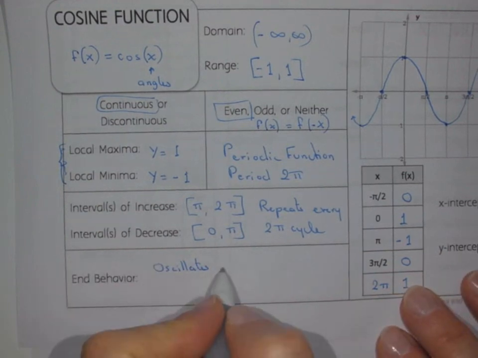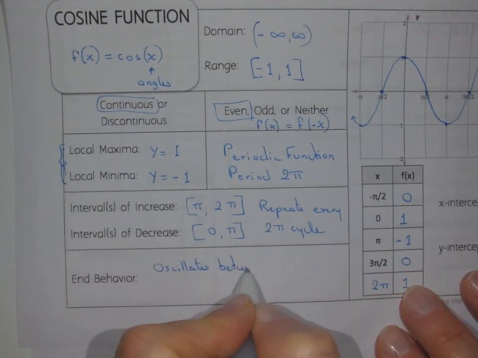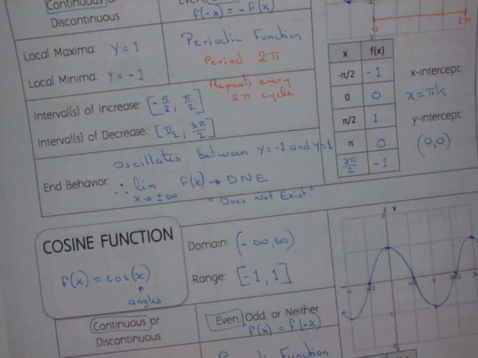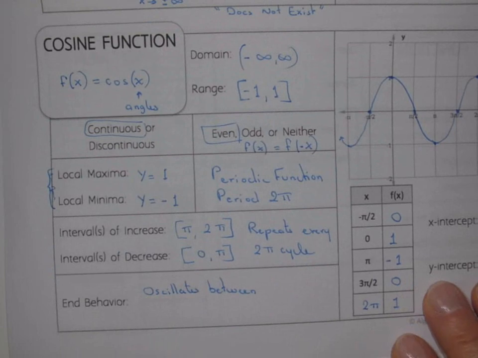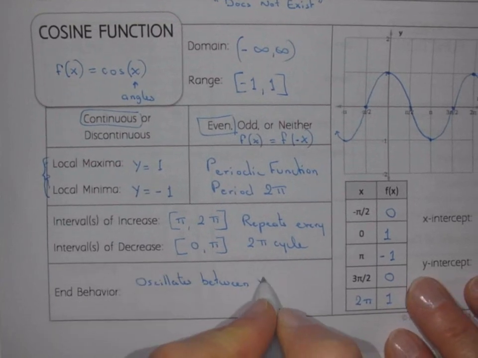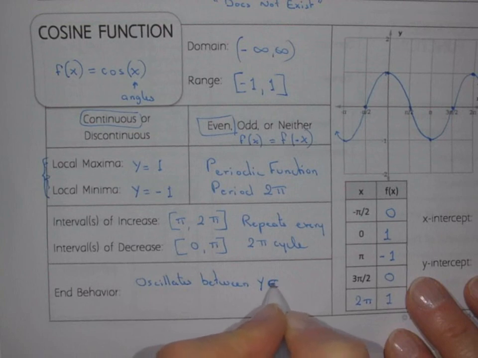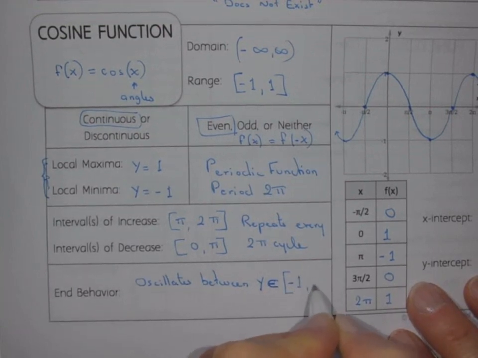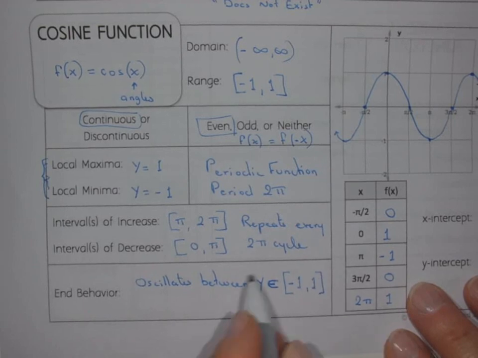between, and I'm going to write that a little differently than I did above, just to show you some notation, right? So it oscillates between, y element, meaning my y values are all going to be an element of that interval from -1 to 1. Okay, so that's very fancy mathematical notation right there.